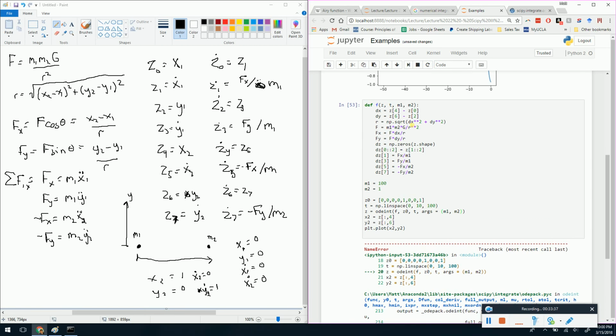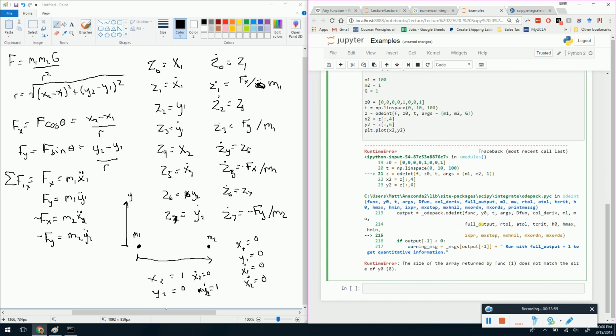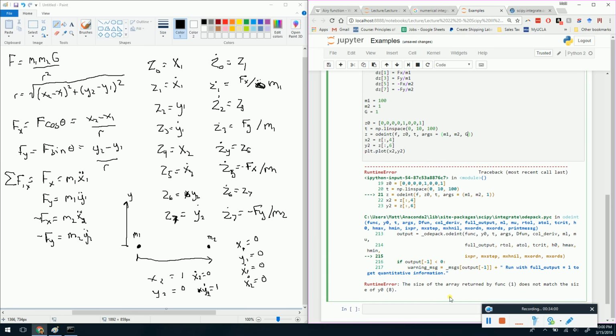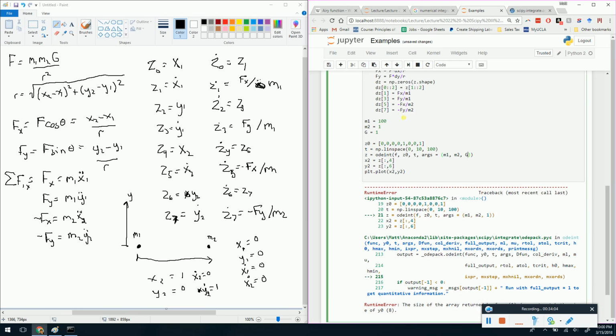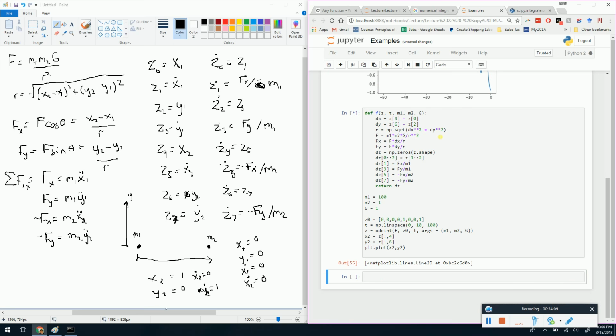G is not defined. Same thing with G. We're going to have to take in G as well. And I'll just make it 1. Size of the array returned by func does not match the size of y0. Because it's None. Return dz. I made the same mistake again.